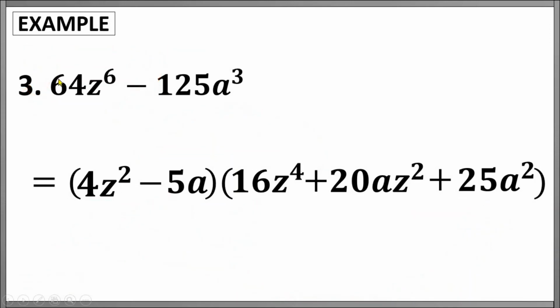So therefore, 64z raised to 6 minus 125a cubed is just equivalent to the quantity 4z squared minus 5a times the quantity 16z raised to 4 plus 20az squared plus 25a squared.